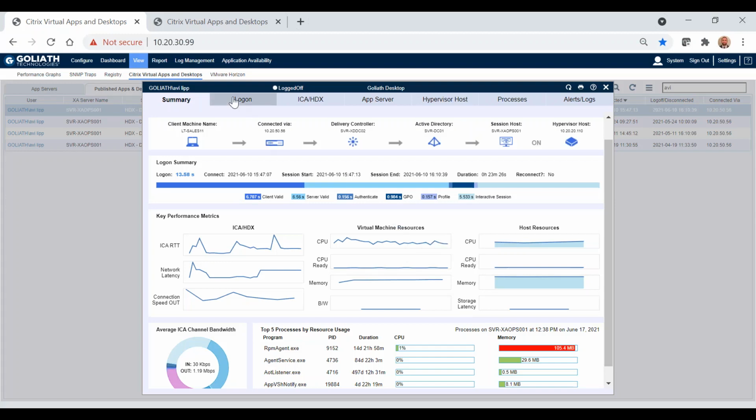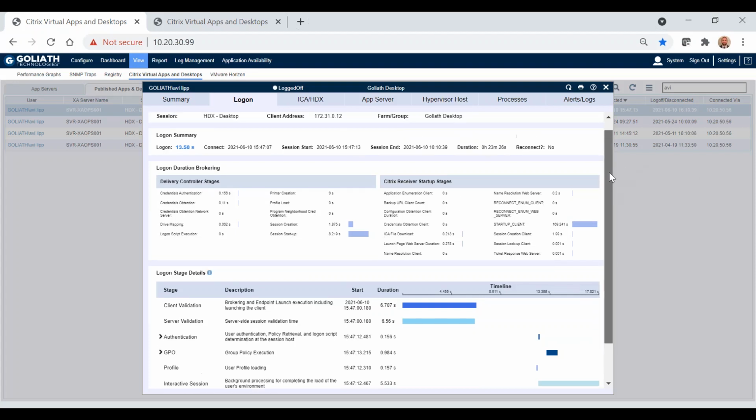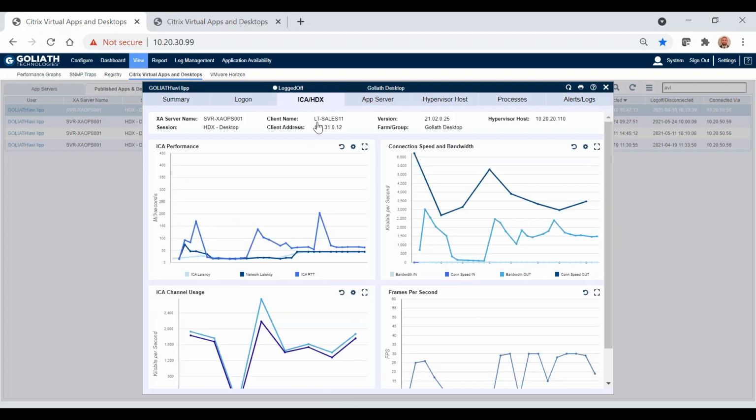And what you'll notice across the top is that there's a series of dedicated tabs. For example, logon duration issues. The ICA and HDX tab, and we're going to be spending a lot of time on today's session in this particular tab, because this is going to give insight from everything from bandwidth available for the user, bandwidth being utilized by that user, and again, what the user was doing within their session.